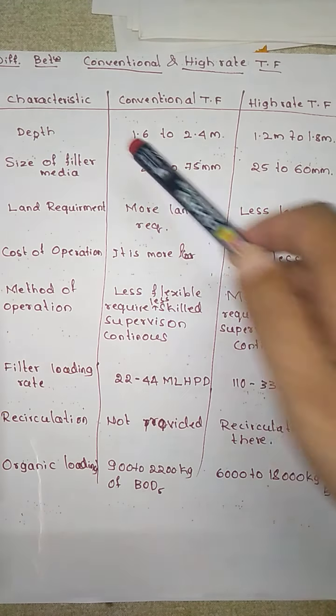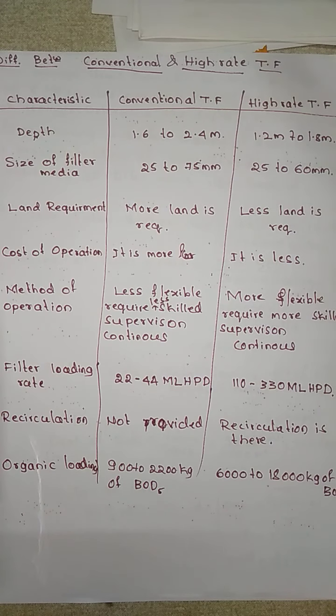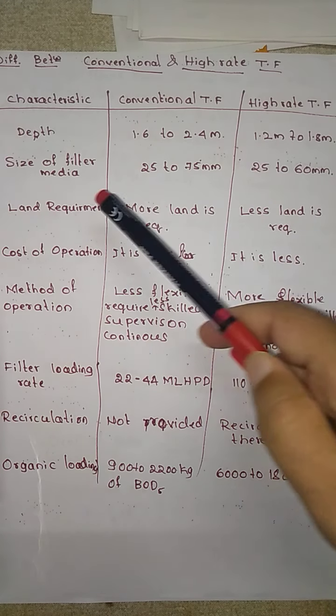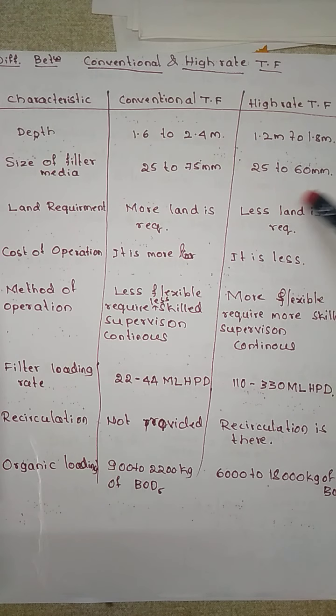First one is the depth. The depth of the conventional trickling filter will be around 1.6 to 2.4 meter, and for the high rate trickling filter it is comparatively lesser, around 1.2 to 1.8 meter. Then the size of the filter media: it is going to have 25 to 75 mm thickness, and here it is going to have 25 to 60 mm thickness.